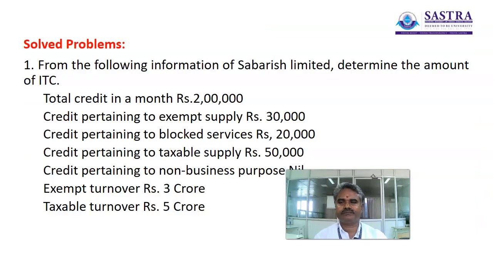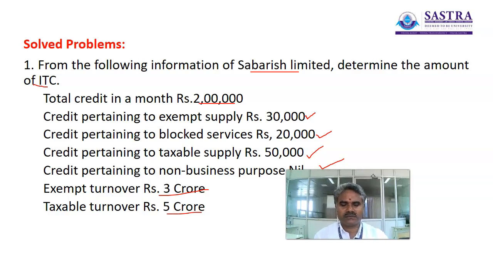Now you see the problem. From the following information of Shabarish Limited, determine the amount of ITC. Total credit in a month 2 lakh. Credit pertaining to exempted supply 30,000. Credit pertaining to blocked service 20,000. Credit pertaining to taxable supply 50,000. Okay. Credit pertaining to non-business nil. Exempted turnover 3 lakh. Taxable turnover 5 lakh.